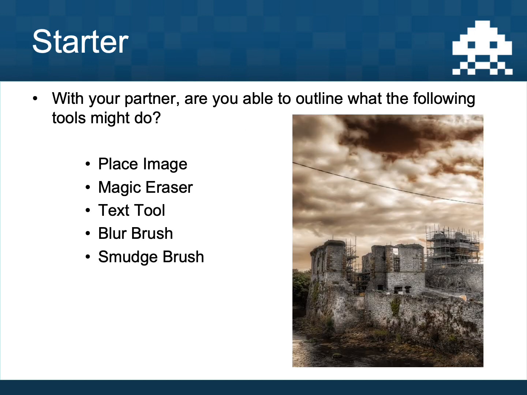So, pause the video at this point. Are you able to outline what the following tools might do? The Place Image tool or Insert Image, the Magic Eraser, the Text tool, the Blur Brush, and the Smudge Brush. Okay, now have a think about what each of those might do, and it might be that you jump online and have just a little bit of research around those tools.